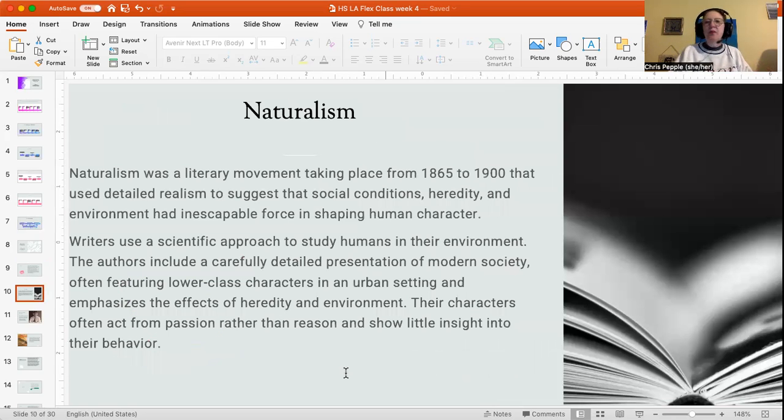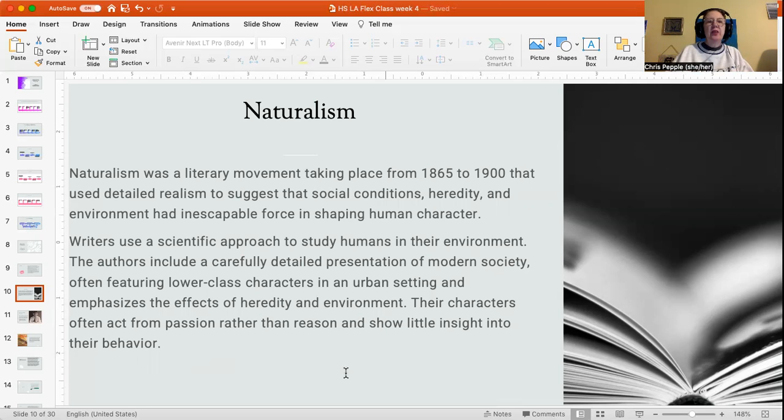Naturalism is a form of realism. It takes it a little bit further. It's from 1865 to 1900, and it uses detailed realism to suggest that social conditions, heredity, and environment are forces that shape us all. Really takes a scientific approach. Instead of just saying, this is how I see the world, it says, I'm going to study this as an author. I'm going to watch these people. I'm going to really look at society and the people who live there and take a scientific approach to see what causes people to act the way they do. Why are people living the way that they live?